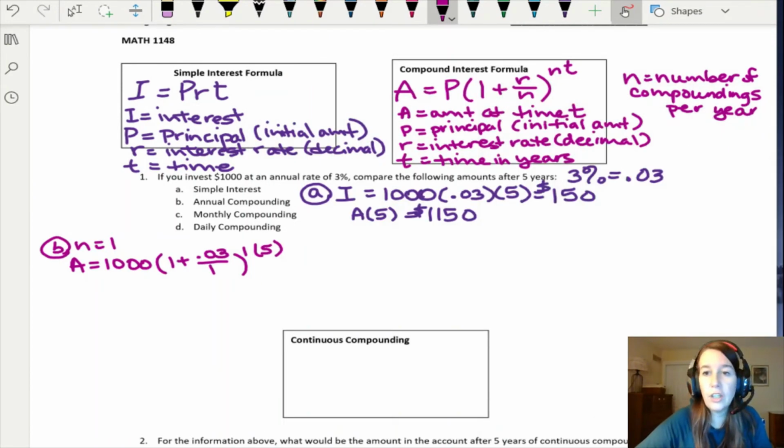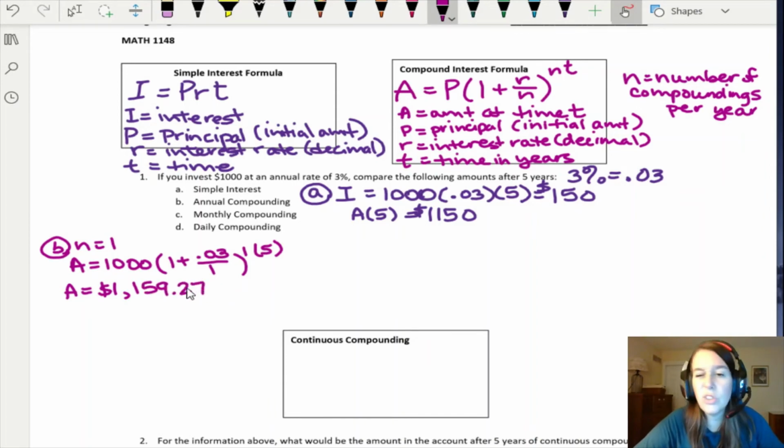So check your answer with your calculator and make sure you can get that. And I got the amount is equal to $1,159.27. We'll just round to the cents, although banks actually round a bit farther than that. Okay, so notice that you got a little bit more than the simple interest. It's true, compounding does give you more.